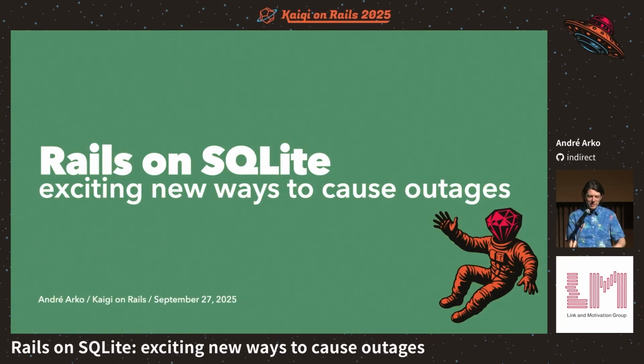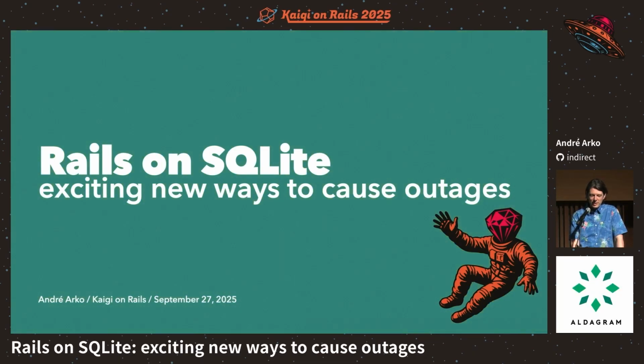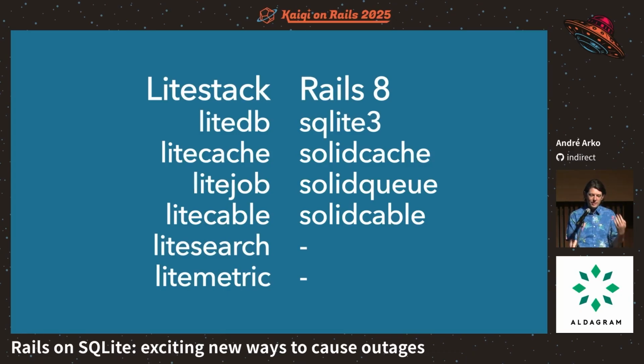I'm going to talk about Rails on SQLite and exciting new ways to cause outages. So between Litestack and the Rails 8 new gems, Solid Cable, Solid Cache, and Solid Queue, it's easier than ever to spin up a Rails app that doesn't need a database service or a Redis service or a file storage service. It's great to simplify things, but even after 20 years of deploying Rails apps myself, I was still caught out by some of the ways that things are different.